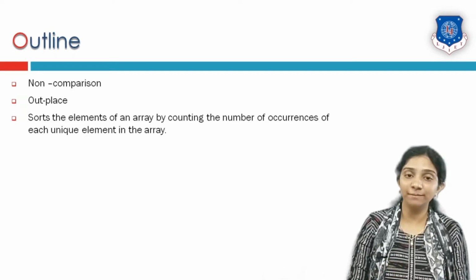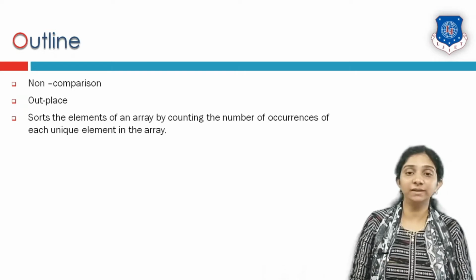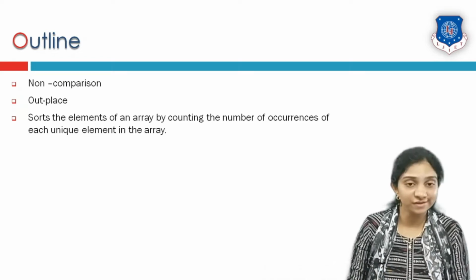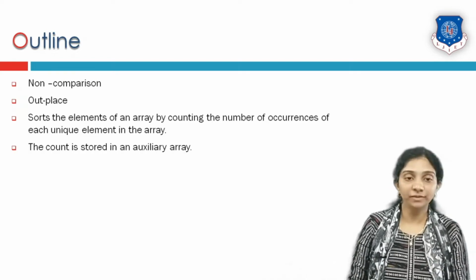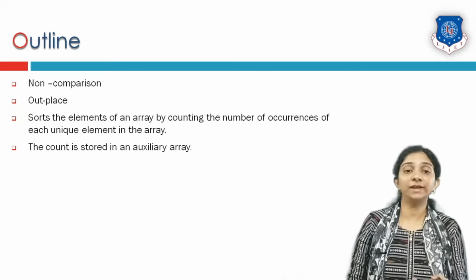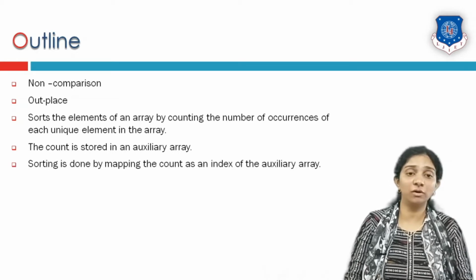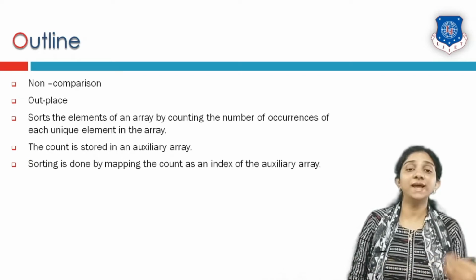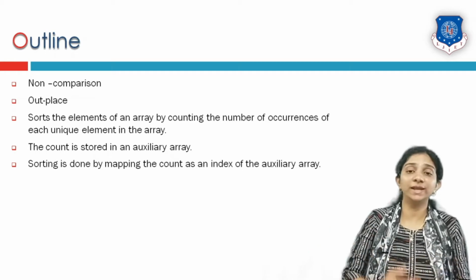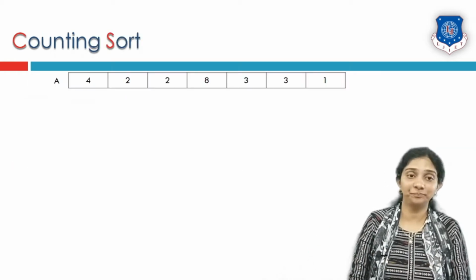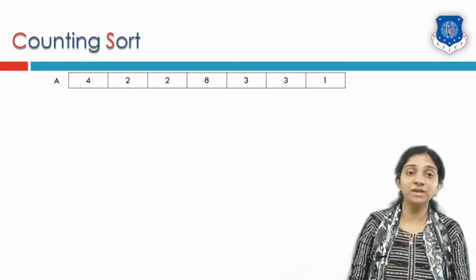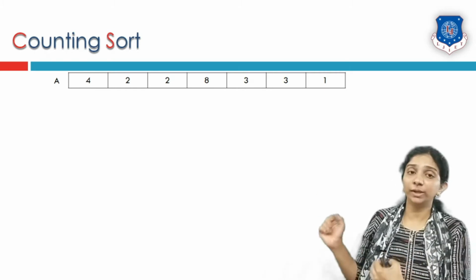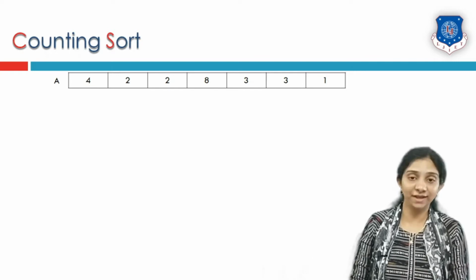It sorts the elements of an array by counting how many occurrences of each unique element are present in the array. The count is then stored inside an auxiliary allocation, or a temporary array. Then we will perform sorting with the help of mapping the count with an index of the auxiliary array. No need to be confused by the long procedure of counting sort. Let us quickly see the working of counting sort with the help of an example.